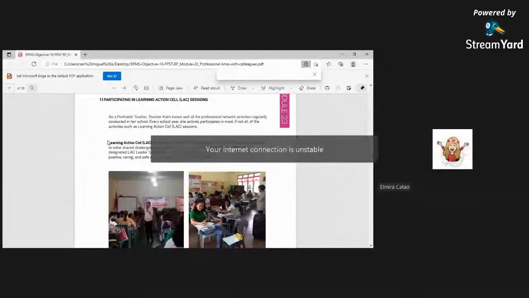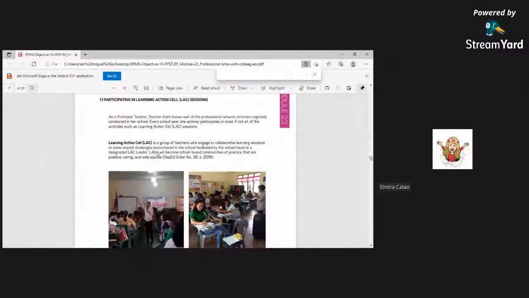So what does it mean? LAC is a group of teachers who engage in collaborative learning sessions to solve shared challenges encountered in the school, facilitated by the school head or a designated LAC leader. LACs will become school-based communities of practice that are positive, caring, and safe spaces. This is under DepEd Order number 35, series of 2016.